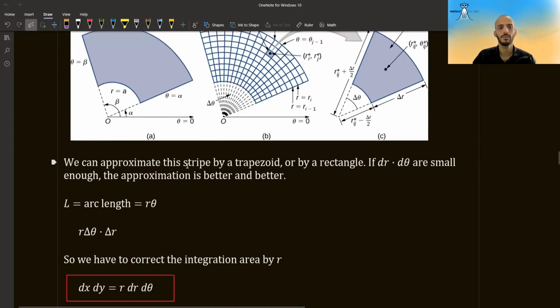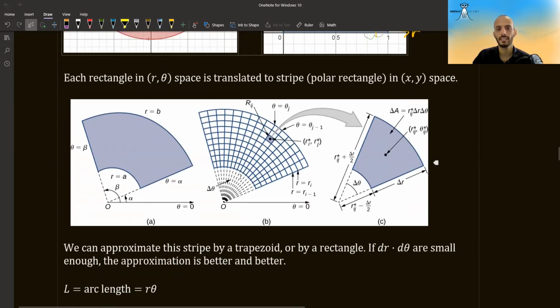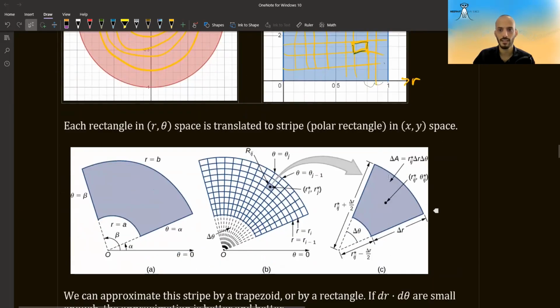Okay, and what we can do is, we can approximate it either by a trapezoid, or more simply by a rectangle. So even though this looks a bit like a trapezoid, the more we go down, down, down, and we take smaller and smaller dr d thetas, the more it will look like a square or a rectangle. And we can say, okay, this is a rectangle, and then just take this times this. Well, this, we know it's just the dr, right? It's just a small increment in r.